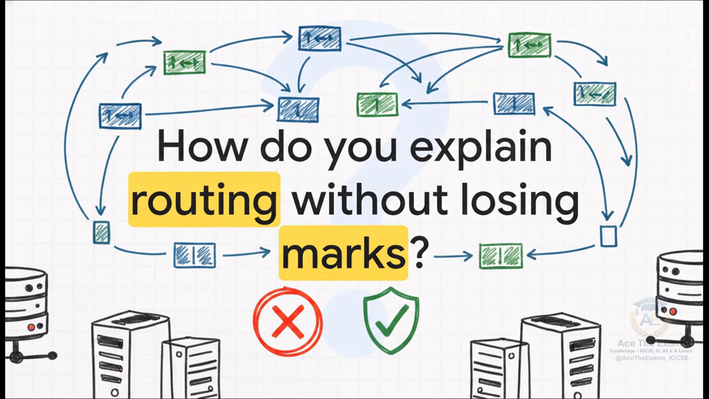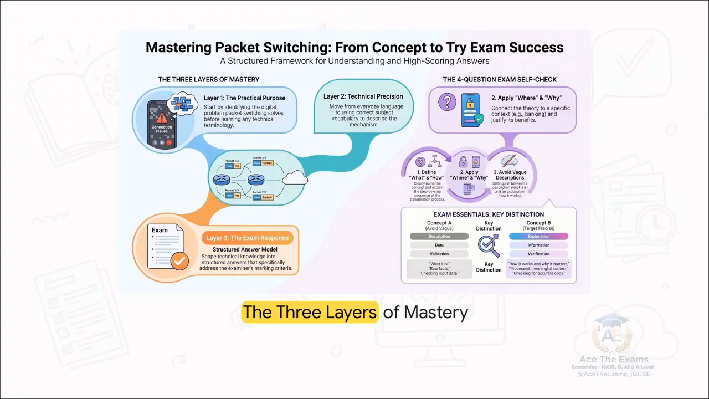Now think about this for a second. If an examiner asks you to explain routing or packet switching, how do you answer that without losing marks for being too vague? Like, how do you actually prove you understand the mechanics of it? Well, to master this, we use 3 distinct layers. Layer 1 is the practical purpose, so identifying the everyday digital problem that packet switching actually solves, like connection issues.